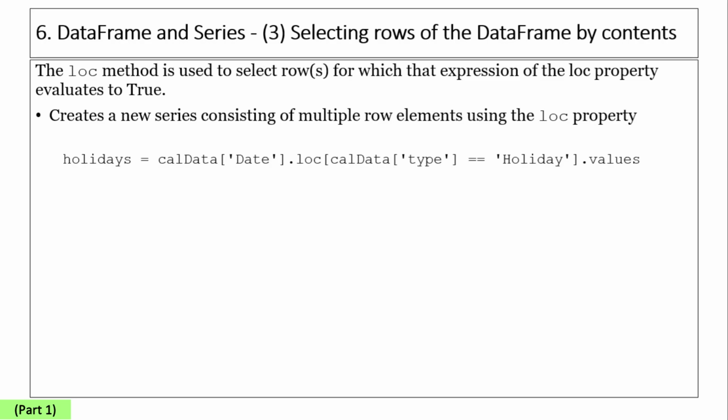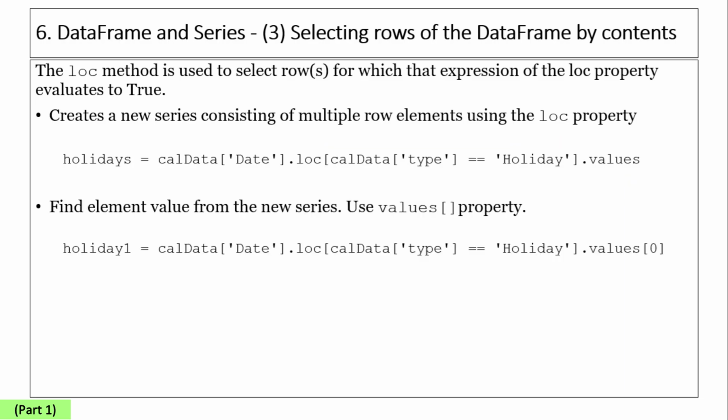As an example of using the loc property, let's create a new filtered series, holidays. The filtering expression, CalData.type == holiday, is written inside the square brackets of the loc property, and the elements in CalData.date, of the rows for which the filtering expression evaluates to true, are returned as a new filtered series and stored in a variable, holidays.